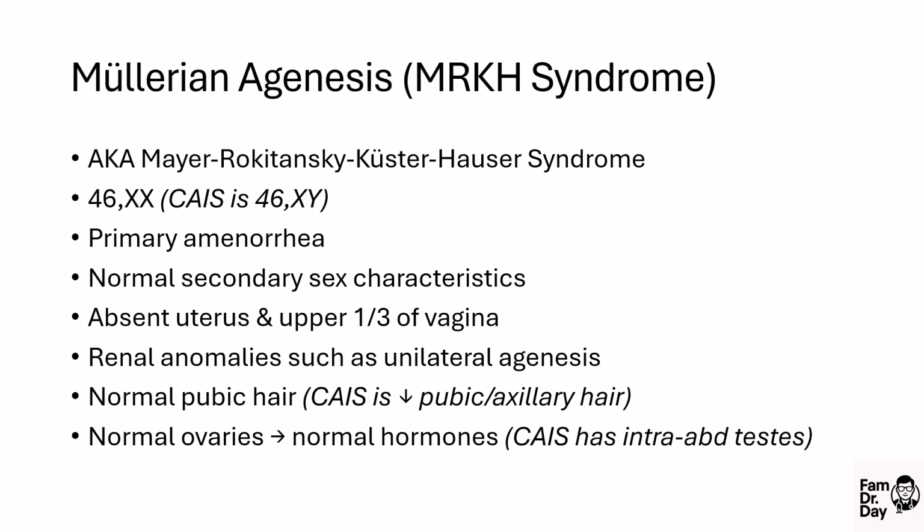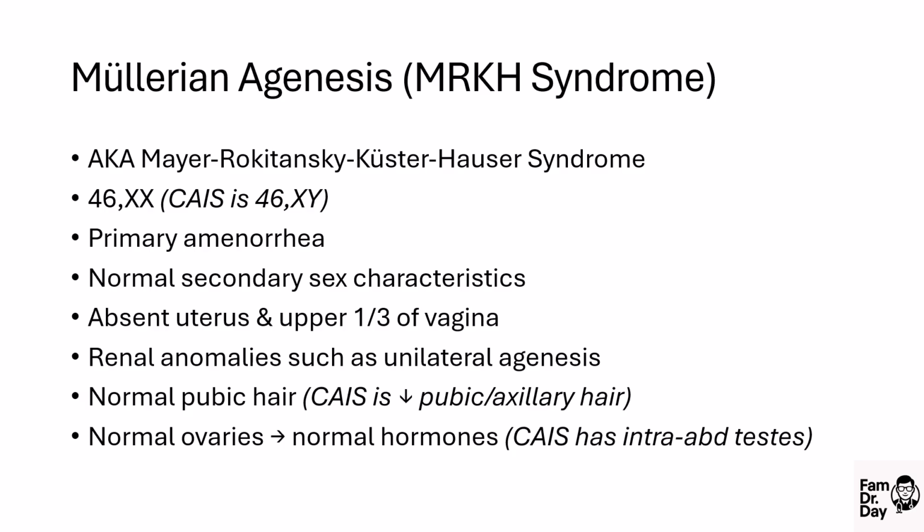This is because they have normal ovaries, which means normal estrogen production, so they develop breasts and pubic hair normally. But due to the failure of Müllerian duct development, they're missing the uterus and upper one-third of the vagina. Also, watch for renal abnormalities, especially unilateral renal agenesis. This often shows up in imaging questions.